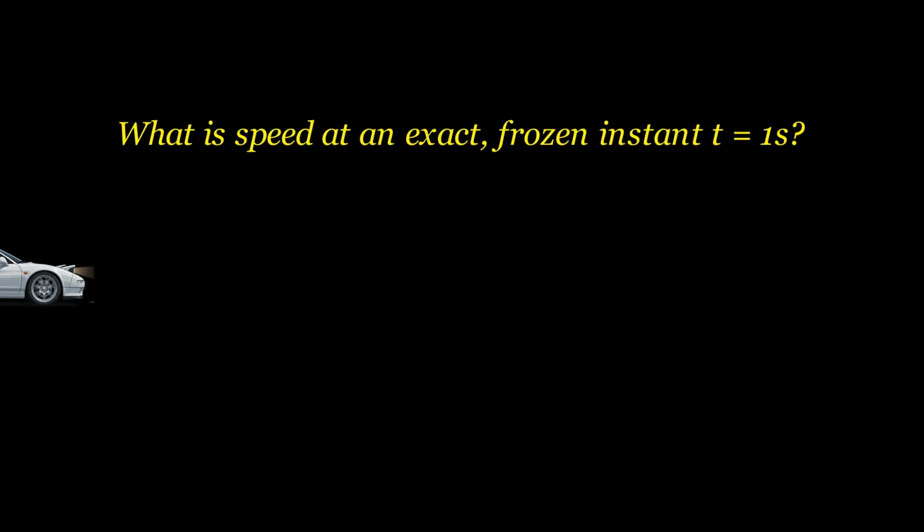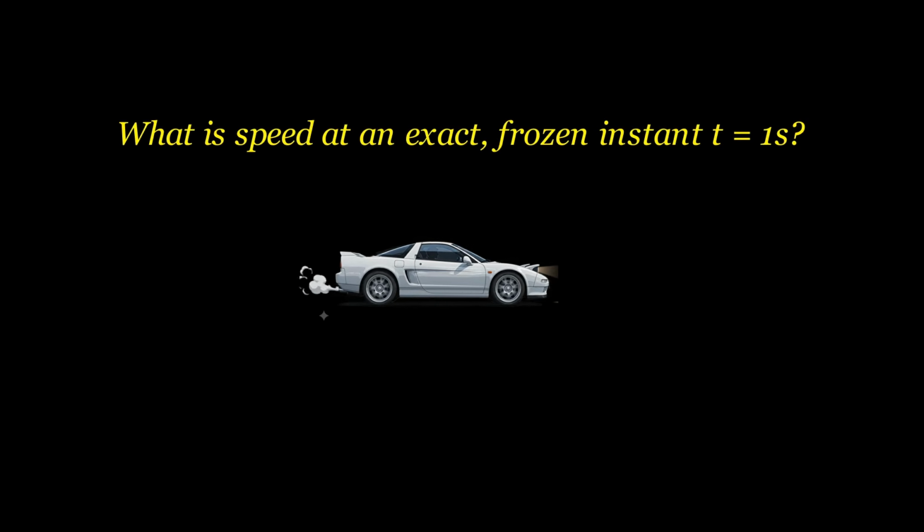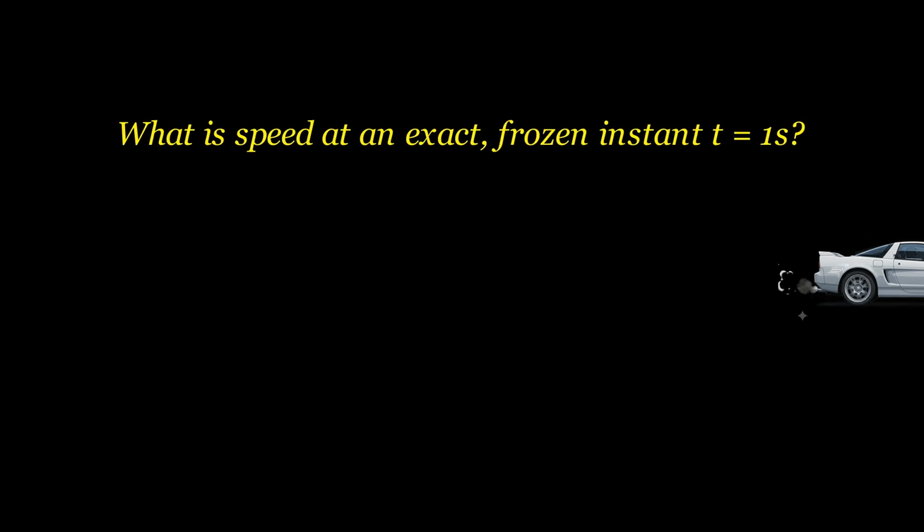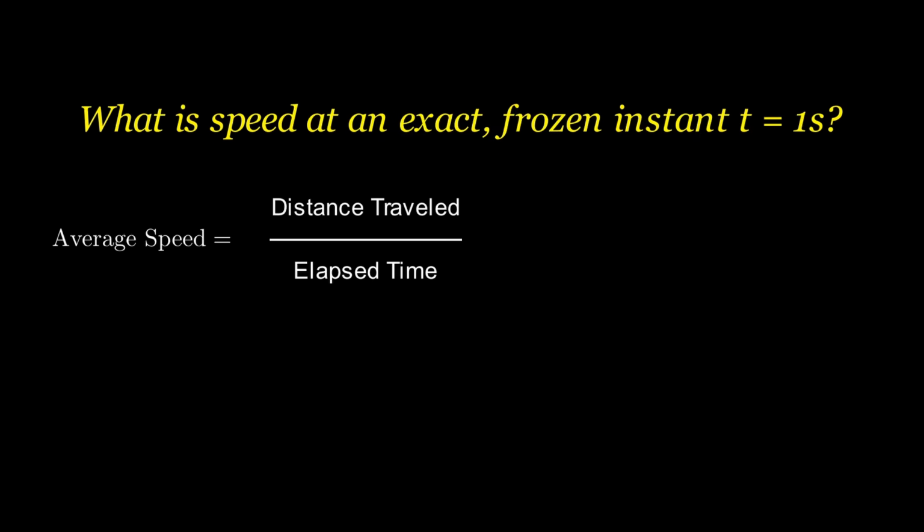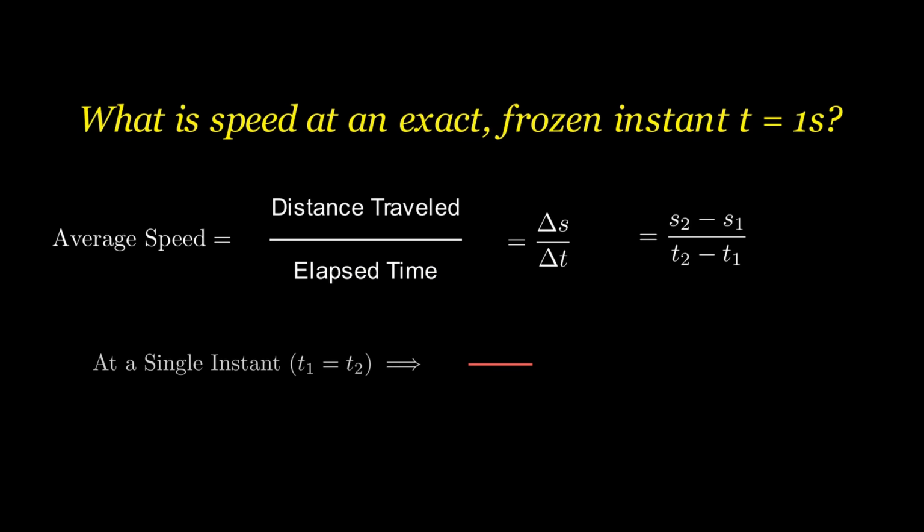If a car accelerates down a straight highway, what does the speedometer actually tell you at the exact instant of 1 second? In basic algebra, calculating speed requires two separate points in time, the distance traveled divided by the elapsed time. But at an exact frozen instant, no time has passed. Zero distance divided by zero time is completely undefined.